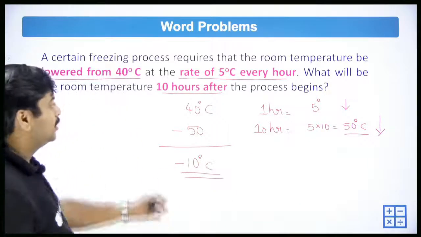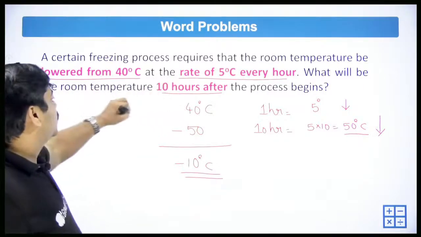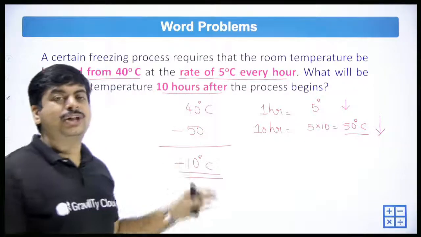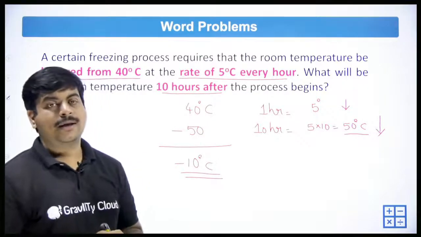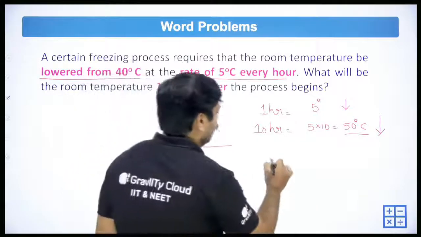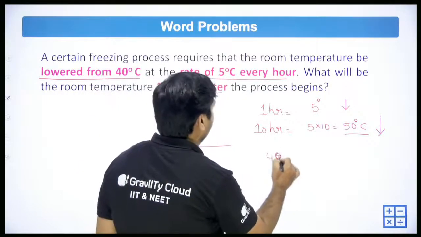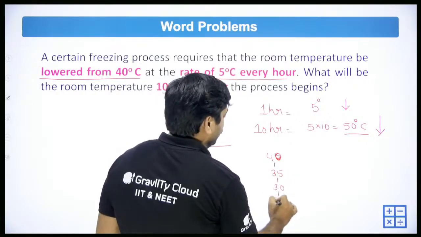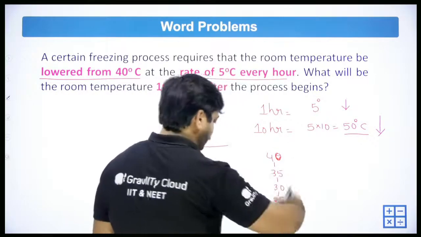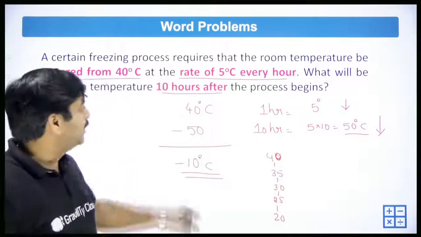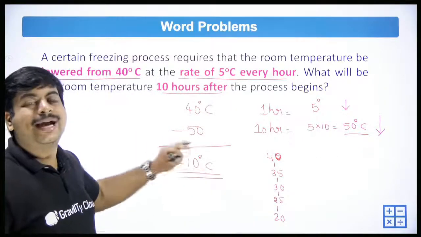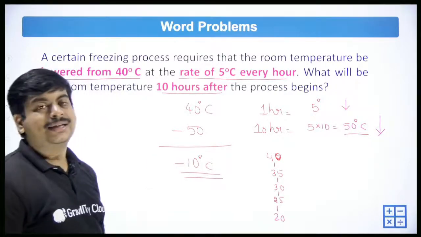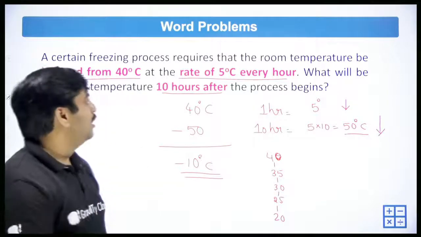Minus 10 degrees Celsius, right? What will be the room temperature 10 hours after the process begins? So it will reach minus 10 degrees. It has started at 40. From 40, after every 1 hour, if it is reducing 5 degrees, next it will go to 35, next 30, next 25, then next 20, and so on. After 10 hours, you will be at minus 10 degrees Celsius, right? Easy question. Let's move to one more question.